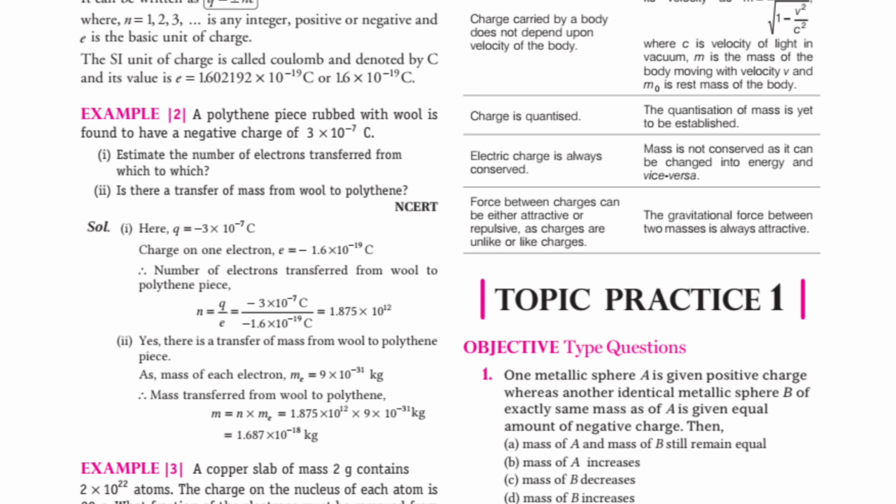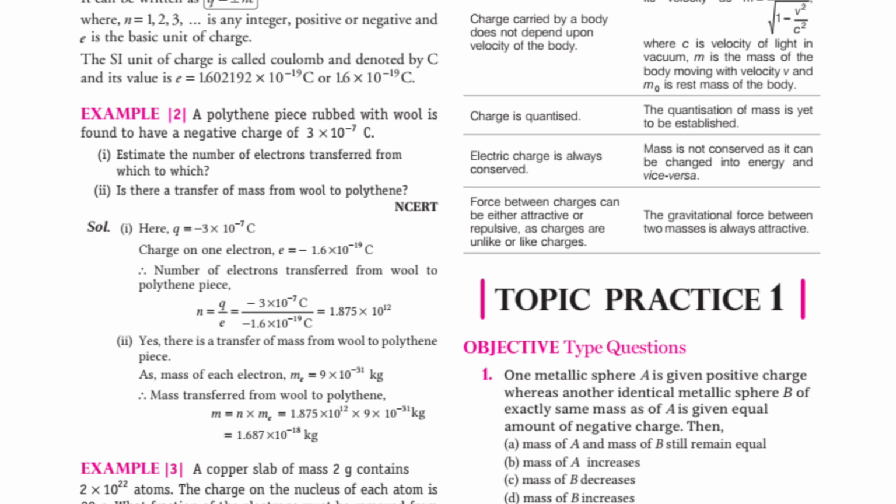We have to find from which to which the electrons are transferred. Is there a transfer of mass from wool to polythene? Both questions we have to solve. Here is the negative charge we have on the polythene piece rubbed with the wool, that is Q equals minus 3 into 10 raised to minus 7 coulomb. Then we have the electron charge, that is minus 1.6 into 10 raised to minus 19 coulomb.